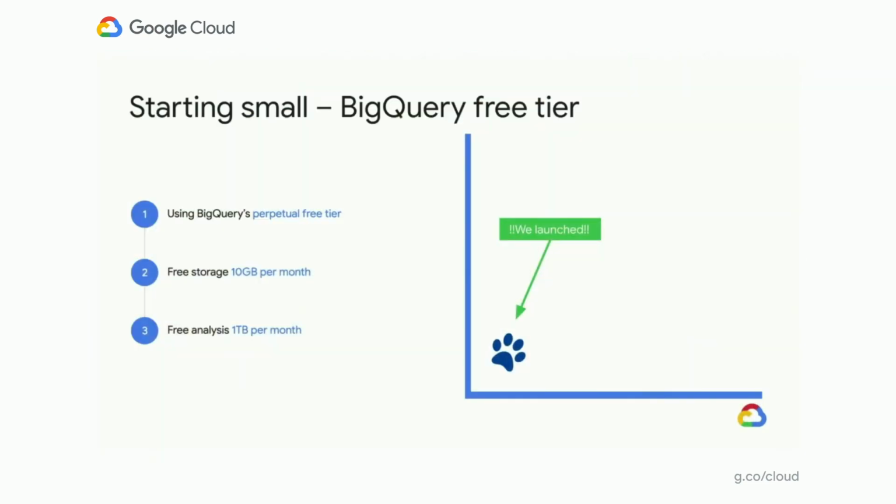It's beautiful. So we started out small, right? We rolled out our startup. We have a few trusted cats that we're using. And so we're just using BigQuery's perpetual free tier. If you're not familiar, you get 10 gigabytes of storage for free every single month, and you get a terabyte of data processed every single month. And we do this in perpetuity, no strings attached. You can keep using that free tier for as long as you want.